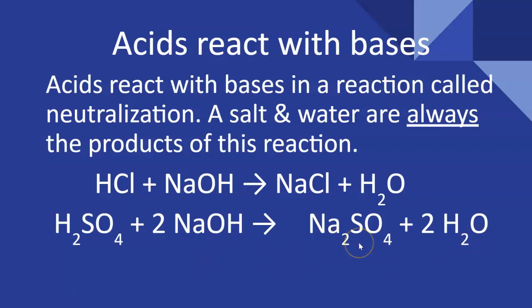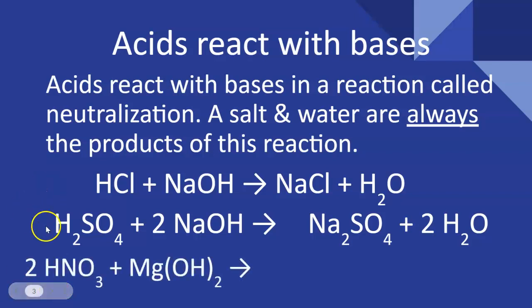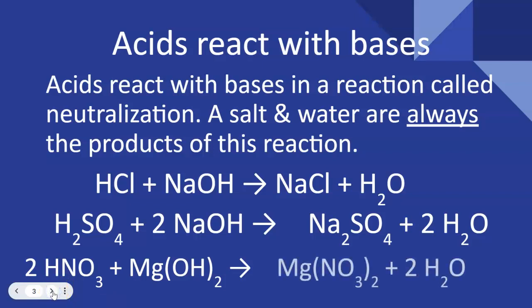And again, the salt is going to be an ionic compound, which is metal, nonmetal, right? And SO4 is a polyatomic ion. And then finally, we have our HNO3, magnesium hydroxide, which will give us our magnesium nitrate and water.